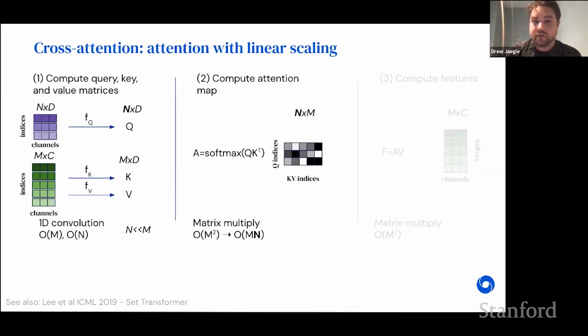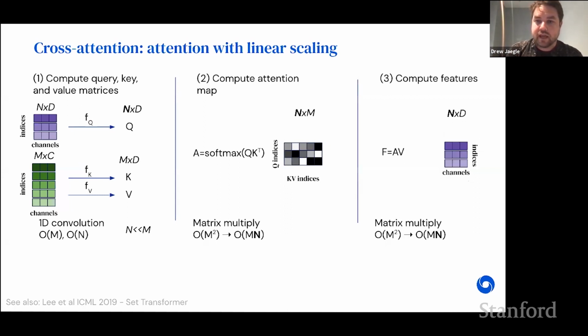The upside of this is that when we compute the attention map after this, we basically turn it from a square matrix into a rectangular matrix, and that reduces the complexity of the matrix multiply to big O of MN. So now it's linear in the input size. And the second matrix multiply has the exact same property. So it goes from quadratic to linear.